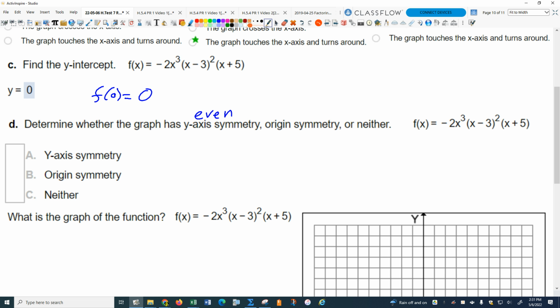Origin symmetry, that's a point, so it's got to be rotational symmetry, right? That's what we called what? Odd. Okay? And let's remind ourselves real quick what the tests for symmetry are.